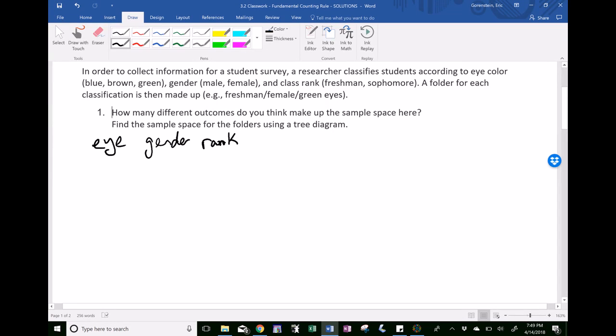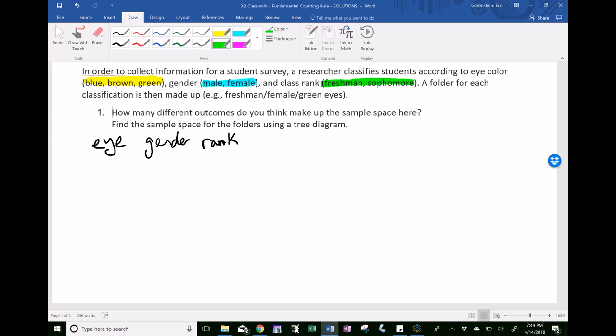Okay, in this problem, we are classifying students based on 3 characteristics. So, to collect information for a survey, researchers classify. We have only 3 eye colors, blue, brown, and green. So that's characteristic number 1. Only 2 genders, male and female, and only 2 class ranks, freshman and sophomore.